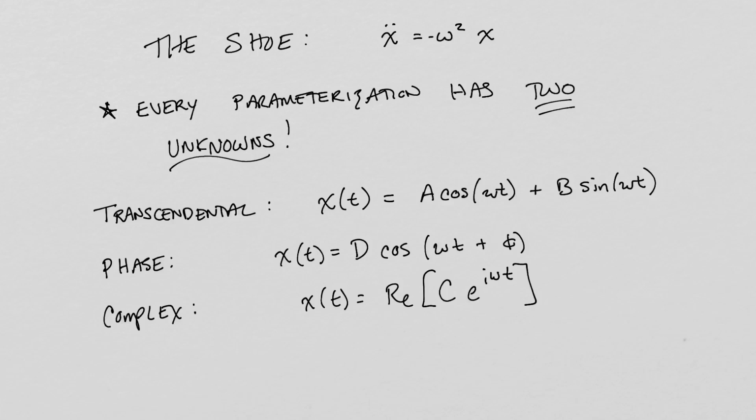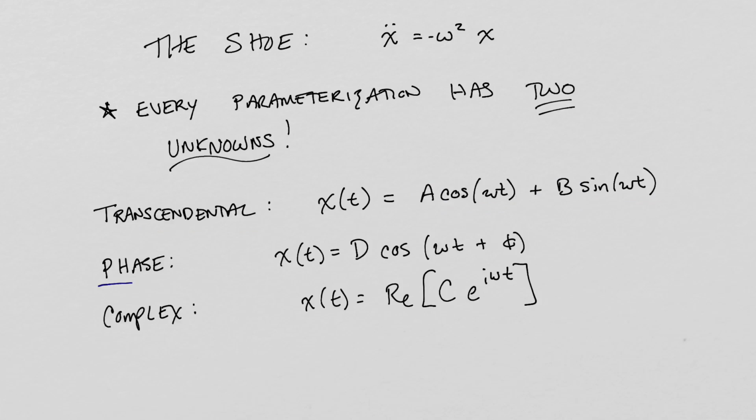And the three solutions that we know of are the transcendental parameterization, where I've written this in terms of the two transcendental functions, cosine and sine, and my two unknowns are a and b. That's where we started in this class thinking about parameterizations, and it's a good one, because they're nice and easy, and sines and cosines are things that we are pretty comfortable with.